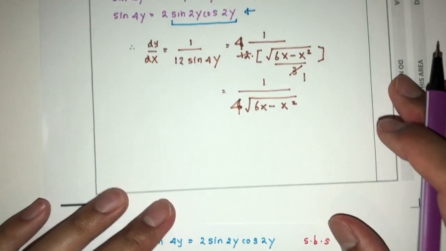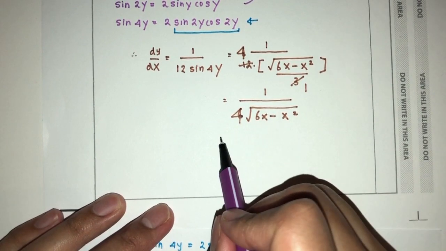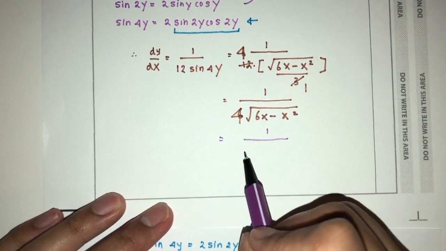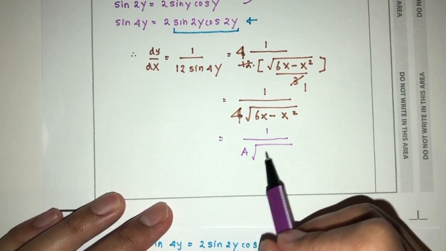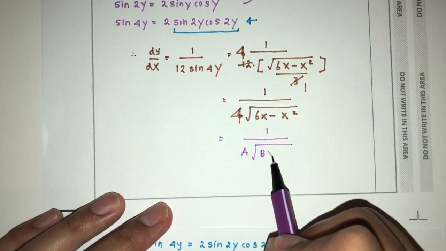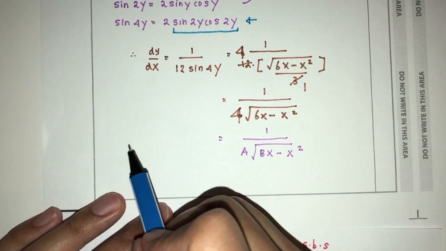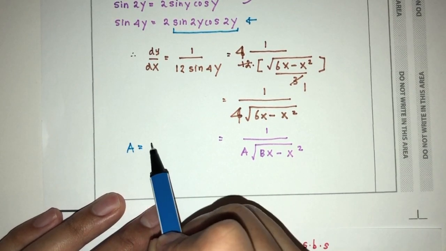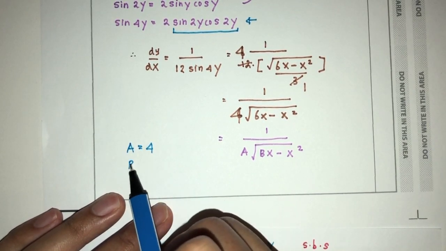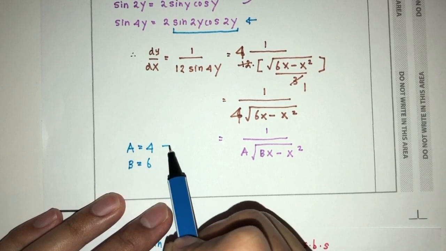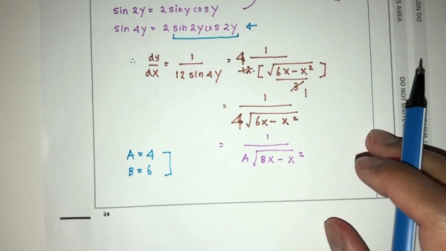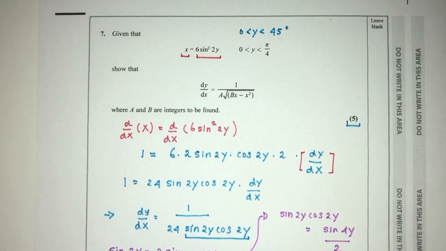By comparison, if you compare with what we are supposed to find, it is 1 over a, that will be the root of bx minus x squared. By comparing, you can see a has to be 4 and b has to be 6. Okay, these are the integer values that we need to find for question number 7.